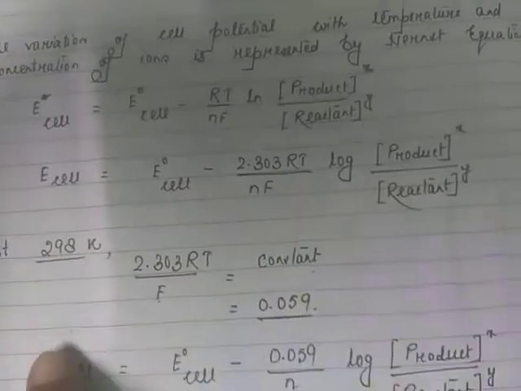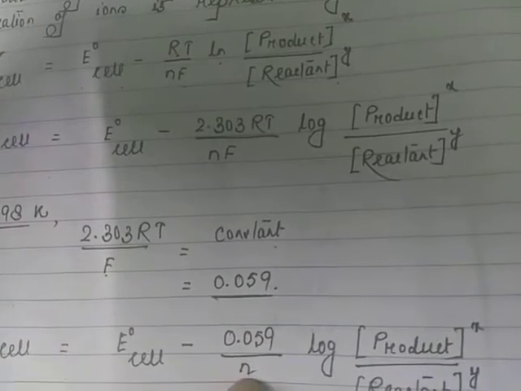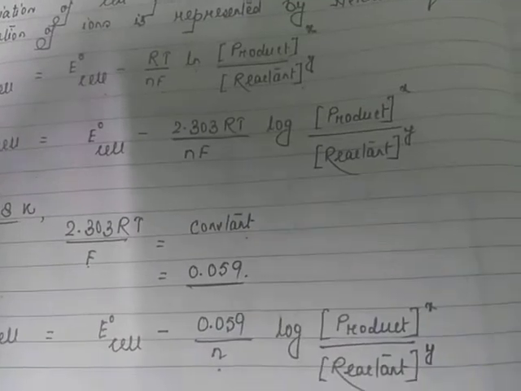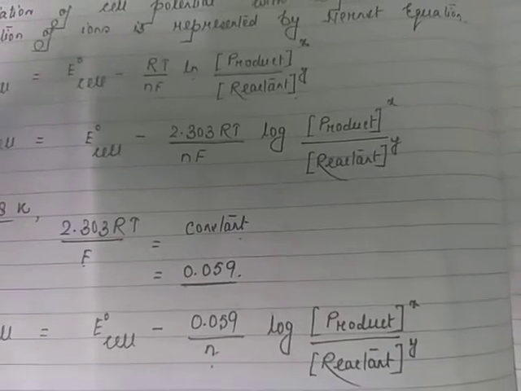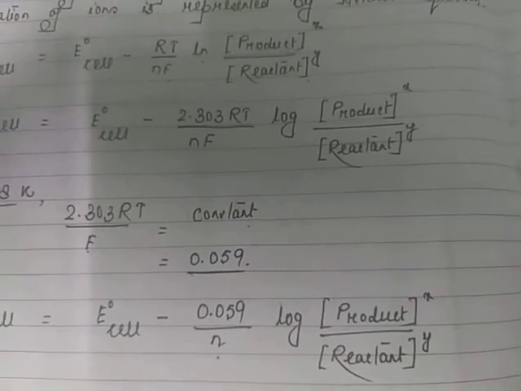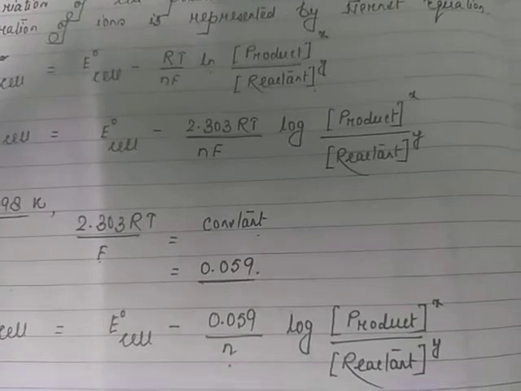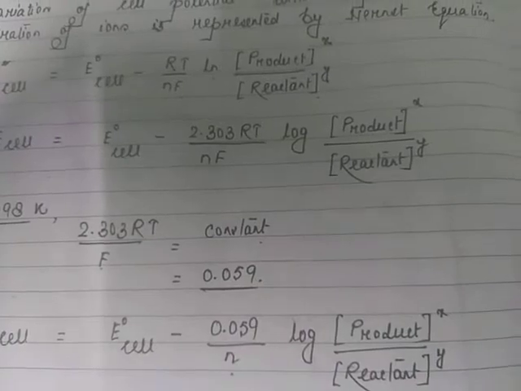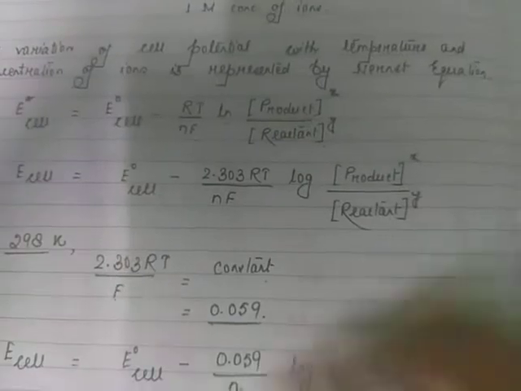So in that case, E cell is equal to E naught cell minus, taking the approximation, 0.059 by n, which is the number of electrons exchanged in the redox reaction. For example, if in a process 2 electrons are lost and 1 electron is gained, overall 2 electrons are being used in the redox process. If 2 electrons are gained and 3 electrons are lost, take the LCM and a total of 6 electrons are being used. So this form is called the Nernst equation.